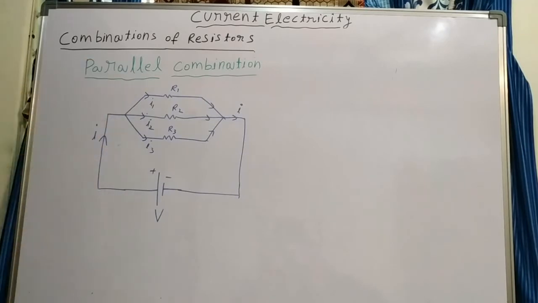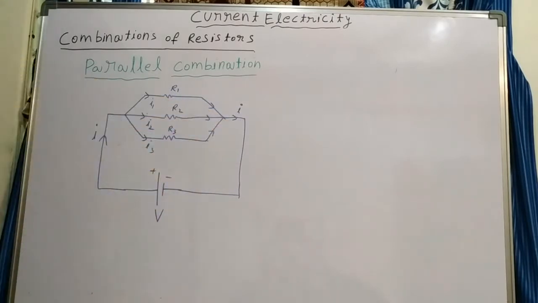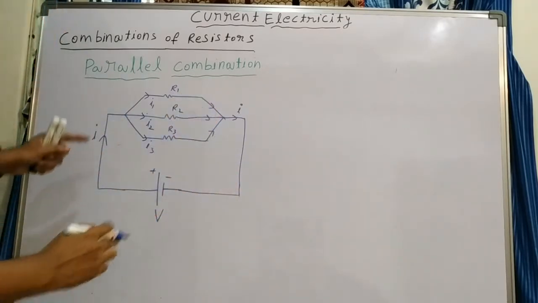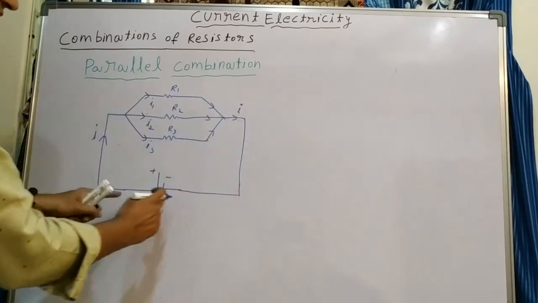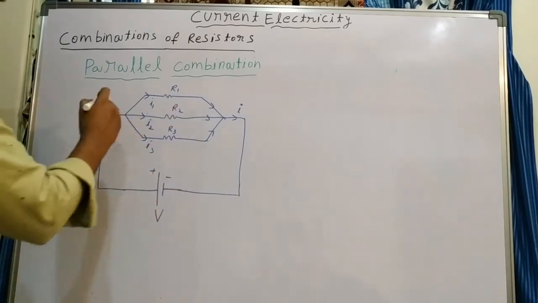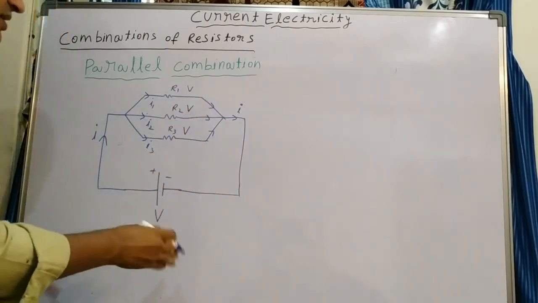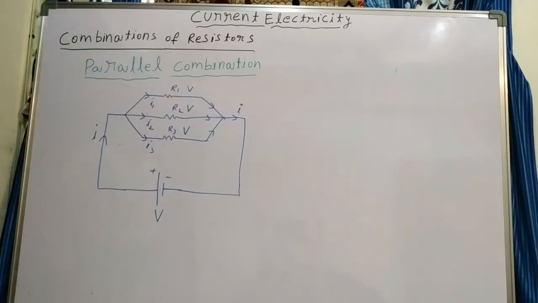This is a parallel combination. One end of all the resistors is connected at one point, and the other ends are connected at another point. In parallel combination, whatever potential is applied across the battery is the same for each and every resistance. Across R1 is connected across the cell, R2 also connected across the cell, R3 also connected across the cell. These are good conducting wires. So we can take potential across R1 is V, across R2 also V, across R3 also V, across the cell also V. Why? Because all four are parallel here. So in parallel combination, potential is same.